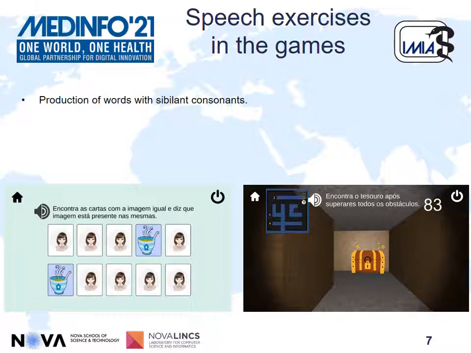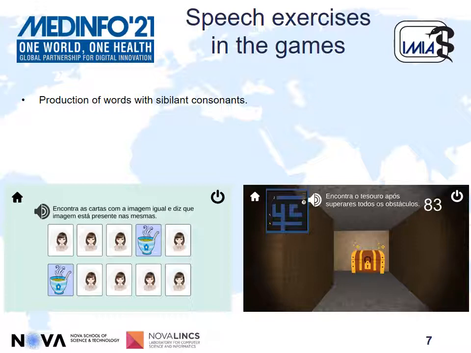Some aspects have to be taken into account when choosing the words for this exercise. To start with, it is important to consider the location of the sibilant phoneme within the word. It can be at the start of the word, the middle, or end of the word, and different locations present different production difficulties. Another aspect is the structure of the word.